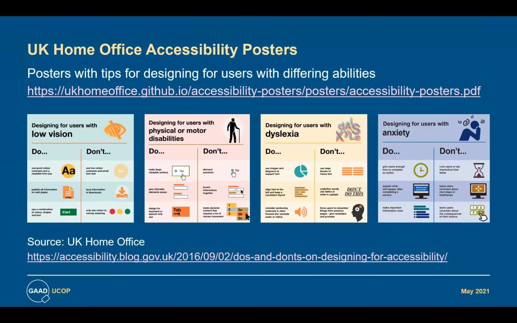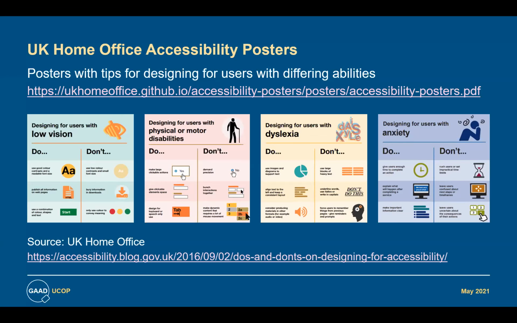We'd also like to share with you the United Kingdom Home Office posters. They contain a ton of foundational level accessibility guidance, all delivered in that easy do-don't framework. The posters come from the UK Home Office, and they can be accessed through either of the links here, or you can just Google search UK Home Office accessibility posters.